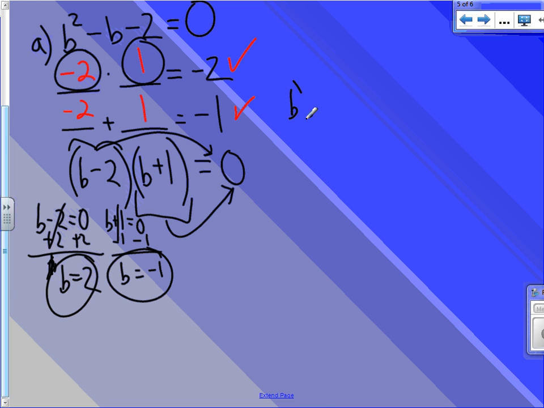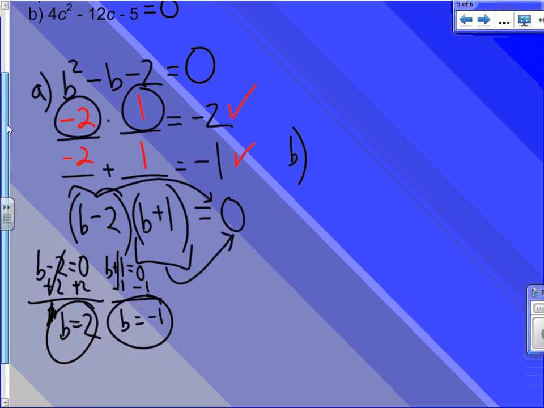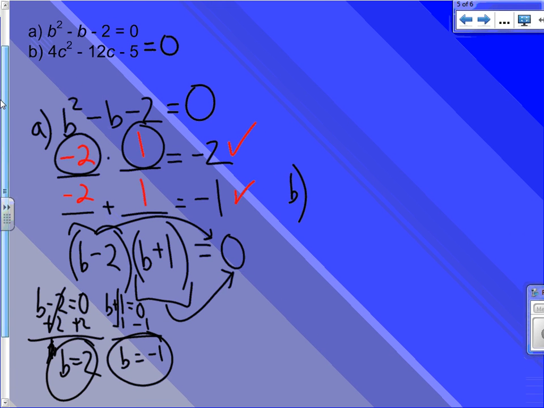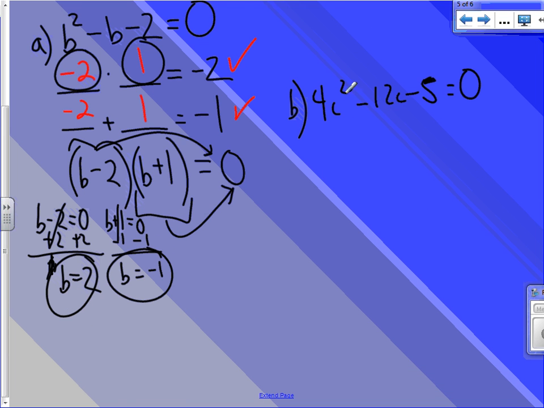Let's take a look at the next one. I've moved it, so I think I can scroll up. Okay, 4c squared minus 12c minus 5 equals 0. I know I'm going to need a lot more space than this, so let's bring this back up. Now, this one is not naked, is it? It's dressed. The first thing we're going to have to do is multiply front end times back end.